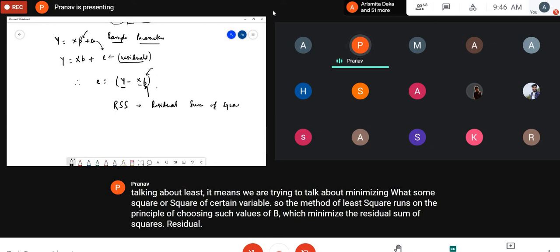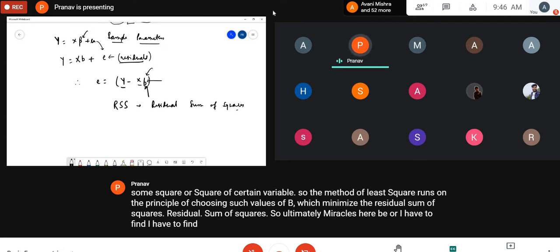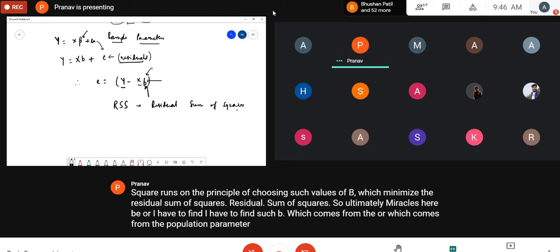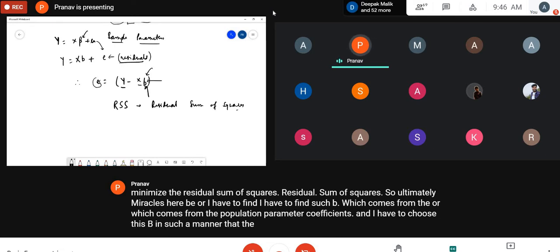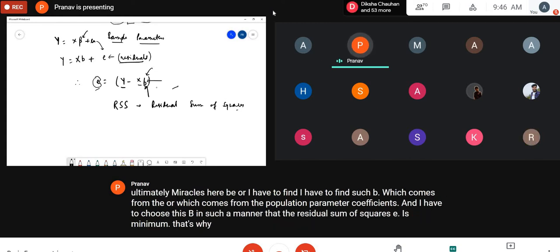sum of squares. So ultimately what I mean is, I have to find such b, which comes from the population parameter coefficients, and I have to choose this b in such a manner that the residual sum of squares e is minimum. That's why this is called the method of least squares.